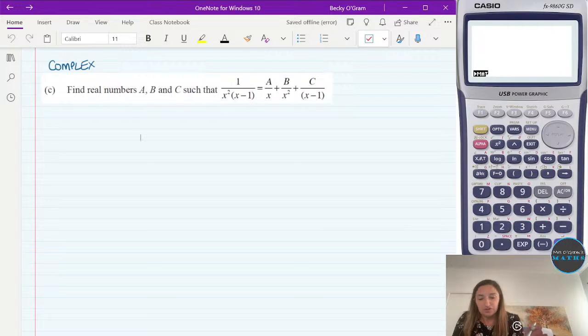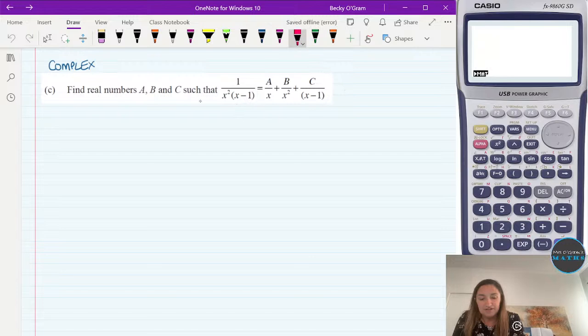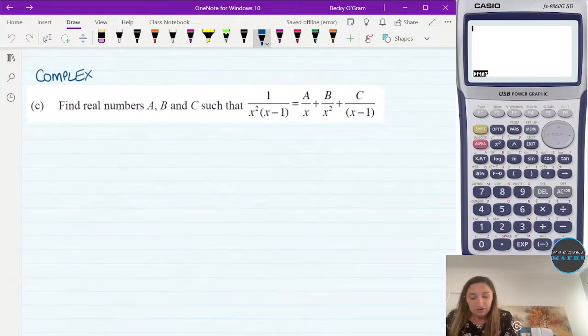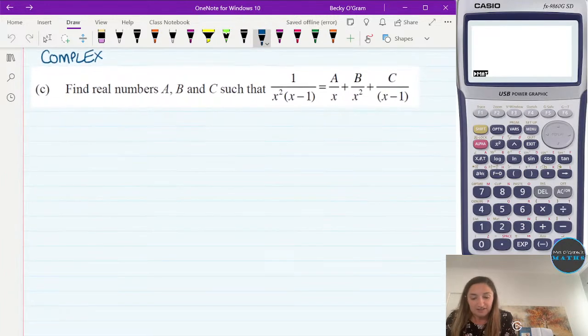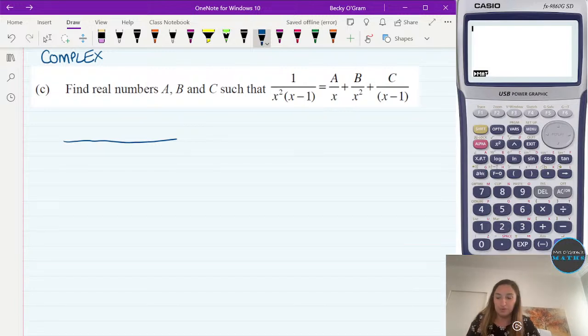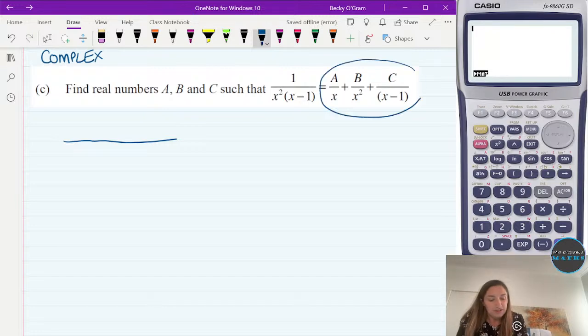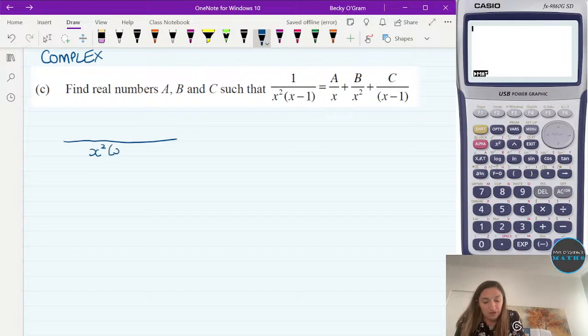So we've got this equivalent set of fractions here, and we need to work out a, b, and c to make this thing be true. So what I'm going to do is use the right-hand side of that, put it all over a common denominator. Let's move this over a bit. So if we were to combine these 3 bits here, then we would put them over a common denominator of x squared times x minus 1. They would all fit into that.